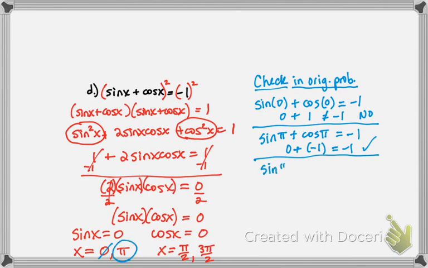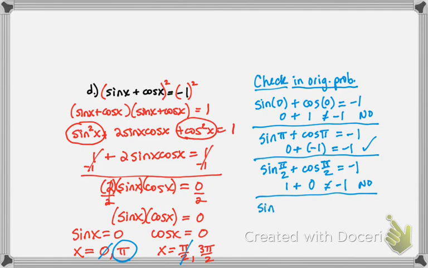Now I've got to plug in pi over 2. The sine of pi over 2 is 1, the cosine of pi over 2 is 0, and that does not equal -1, so pi over 2 gets crossed out. It does not work out. It has to be a true statement to keep it a solution.